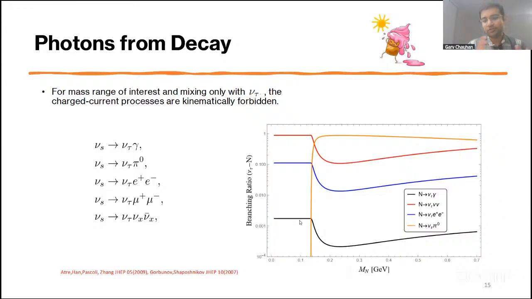But as soon as you are above the pi naught threshold, we know that pi naught can decay further to 2 gammas, and we see that the branching ratio for this shoots up to of order 1. So we would also expect that if you have heavier steriles, then it can decay to the pi naught mode and your bounds or your discovery potential would be much higher.